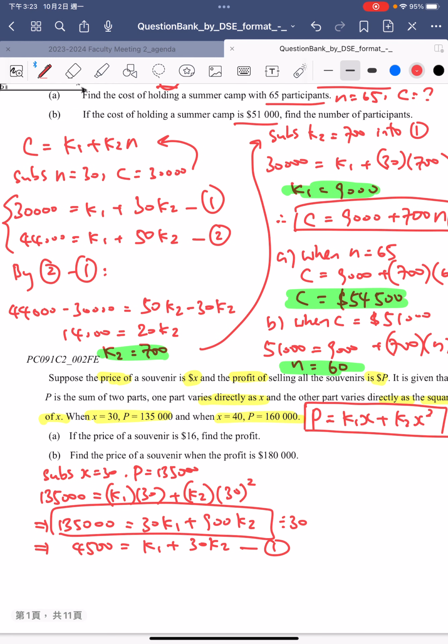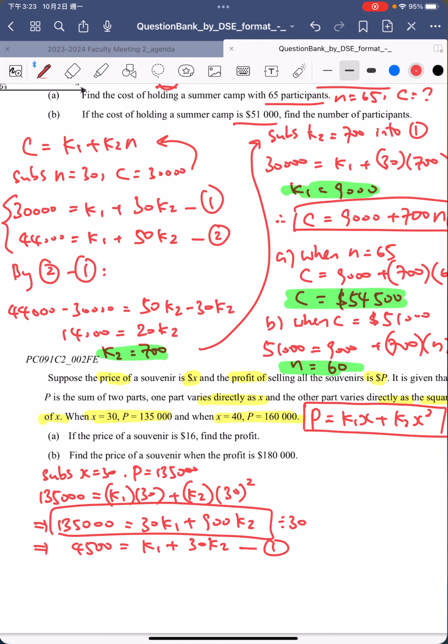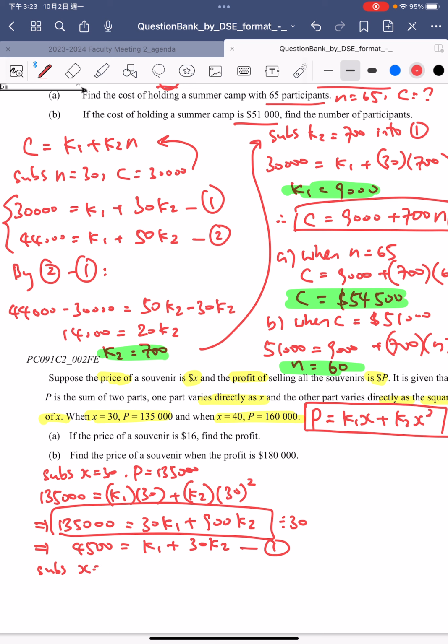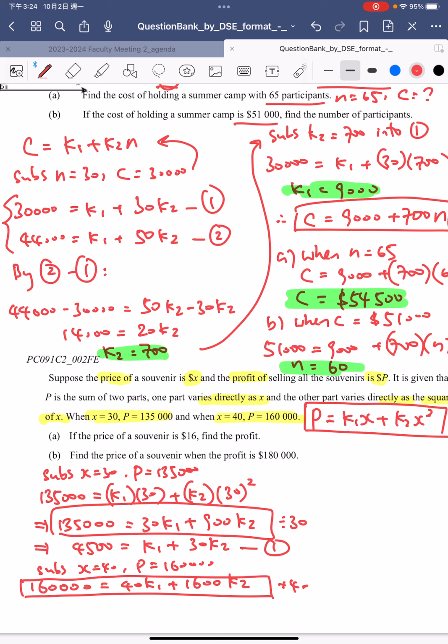Then after that, we substitute our second condition. So now we substitute X is equal to 40 together with P is equal to 160,000. Then we have 160,000 is equal to 40K1 plus 40 squared, which gives you 1,600, so 1,600K2. The whole equation has a common factor of 40, so we can divide by 40. Then we have 4,000 is equal to K1 plus 40K2. So this is our second equation.